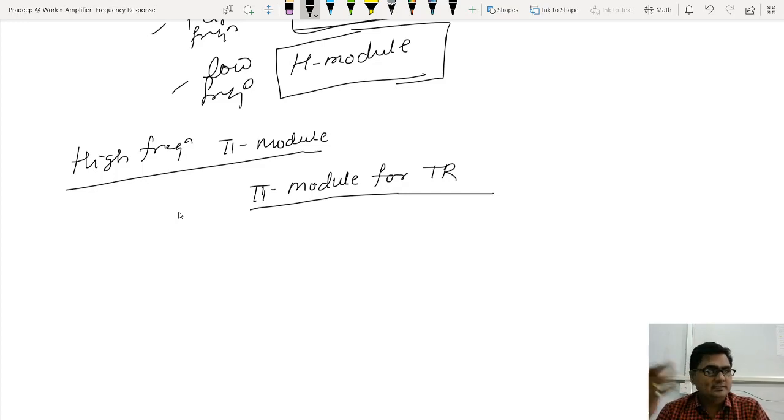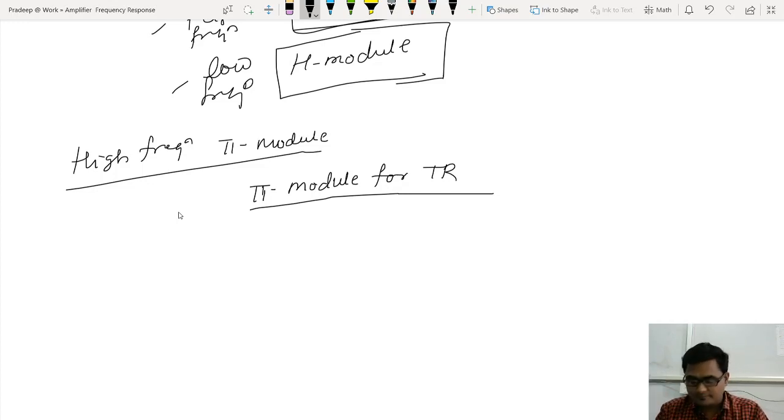At lower frequencies gain decreases. Who is responsible? That we studied. At higher frequencies gain decreases. Why, and who is responsible, is the concern now. But to think about the gain decreasing at higher frequencies and who is responsible for that, why it is decreasing, we must have a knowledge of the pi model of a transistor. That's why we have started with this pi model.